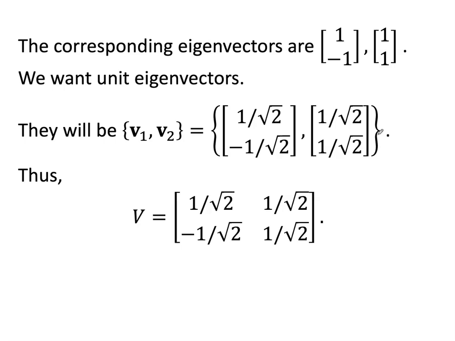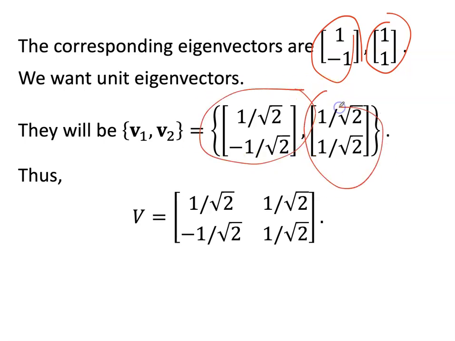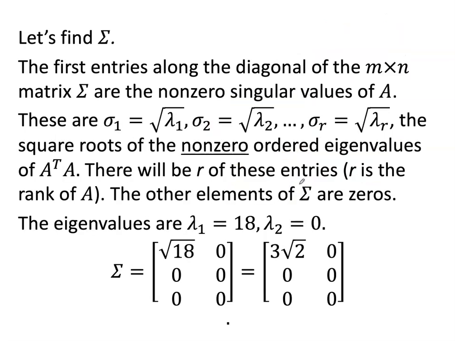But we want unit eigenvectors, so we need to divide by the length. When we divide each of these by the length, they both have length square root 2, this is what we end up with: 1 over root 2, negative 1 over root 2, 1 over root 2, 1 over root 2. Those are going to make up the columns of our matrix V. Let's find sigma.